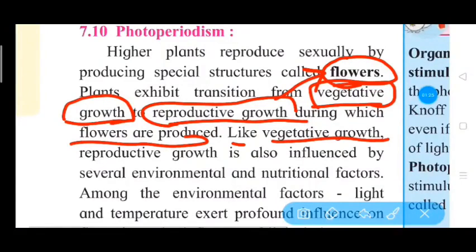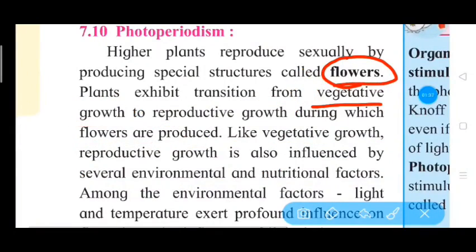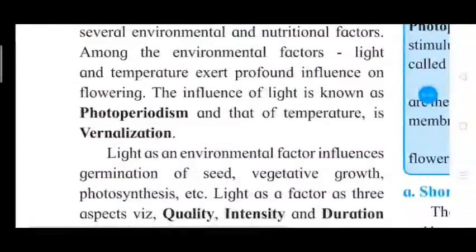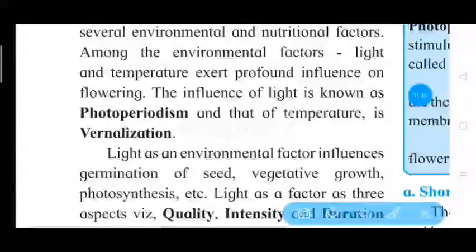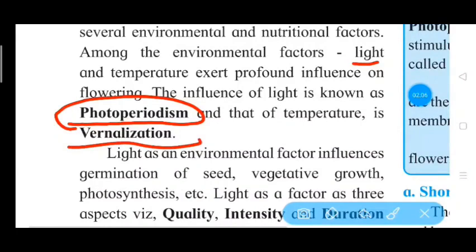Like vegetative growth, reproductive growth is also influenced by several environmental and nutritional factors. Both growth phases are influenced by environmental as well as nutritional factors. Among the environmental factors, light and temperature affect flowering. The influence of light is known as photoperiodism, and that of temperature is known as vernalization.